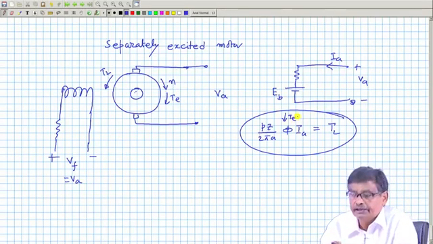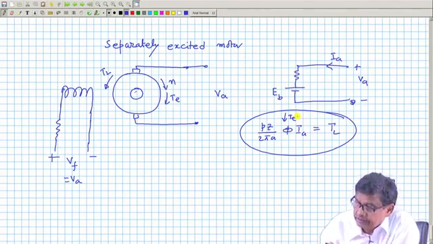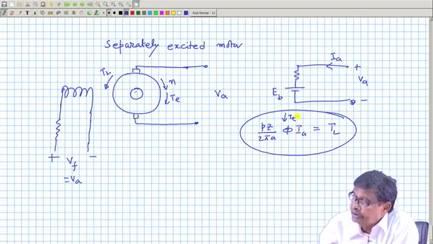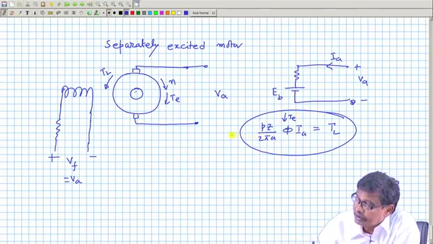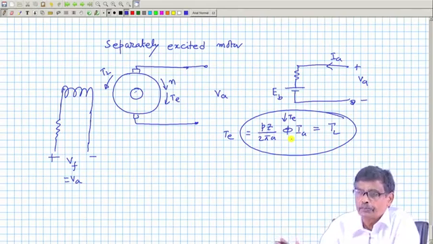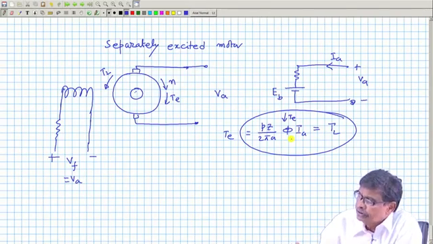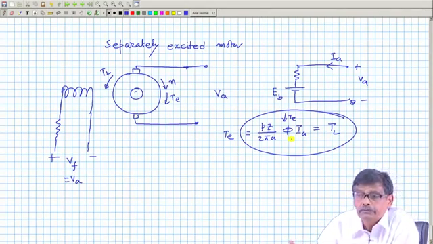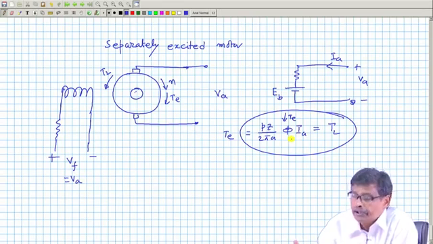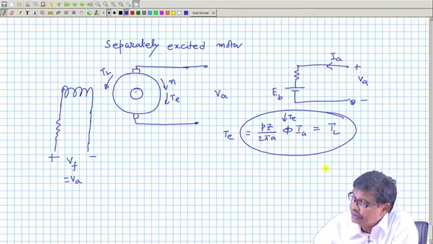The machine will finally run to such a speed that the electromagnetic torque is equal to the load torque, steady state operation. Let us consider the steady state operation only. That is, if the load torque is 0, Ia will be 0 finally, because the current, we have seen, will shoot up, then it will decay.